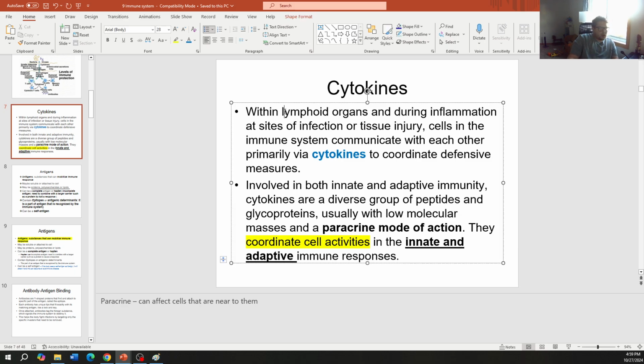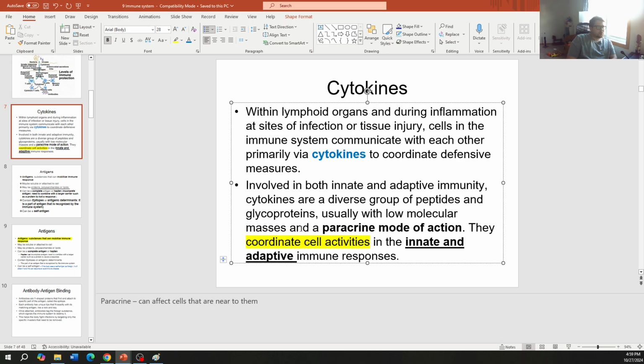So within those lymphoid organs, those lymphatic organs that we talked about in the last one, and during any type of inflammation, the cells in our body are going to release these chemicals called cytokines in order to coordinate defensive measures. These chemicals have what's called a paracrine mode of action. Paracrine means, para means next to. Crine is referring to the endocrine type style of system where it releases chemicals.